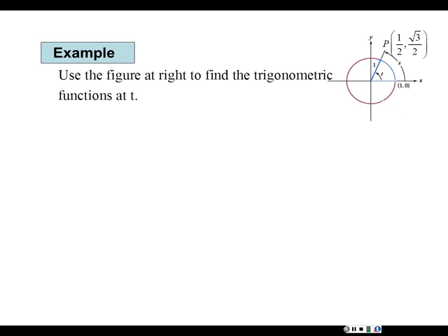So let's see. Use the figure at the right to find the trigonometric functions at t. Now remember, the P is given. So what does it mean? Your x and y are given. What is x here? Half, right? X is half. Look at the coordinate of the P. And what is y here? Square root 3 over 2, right?